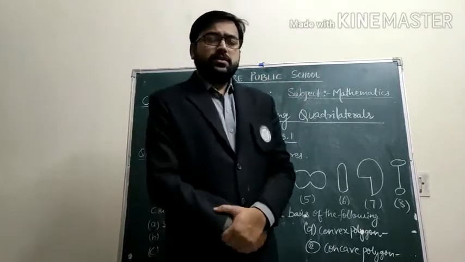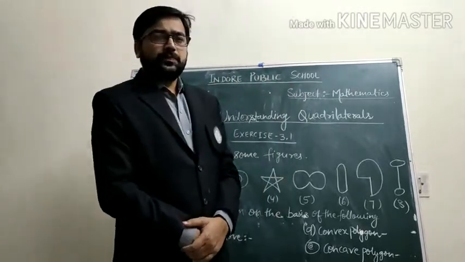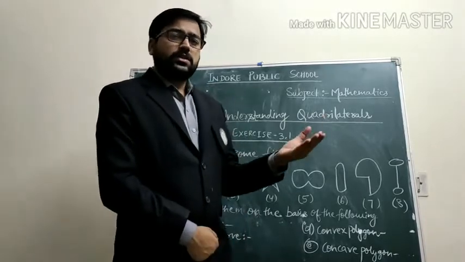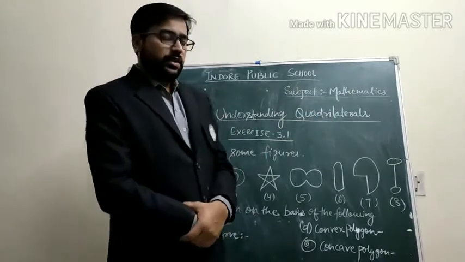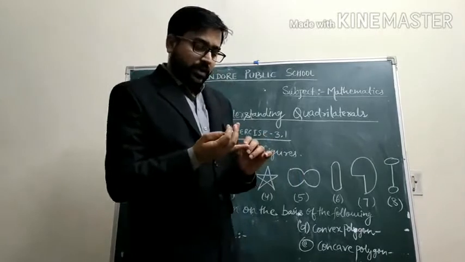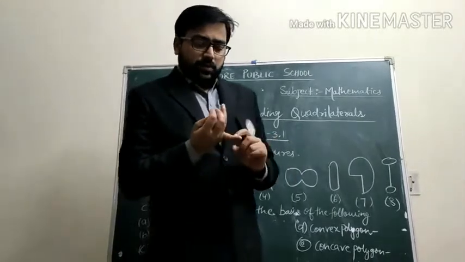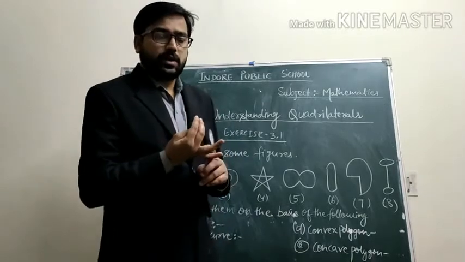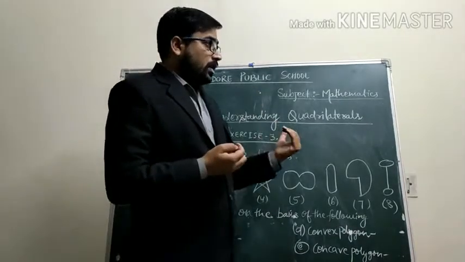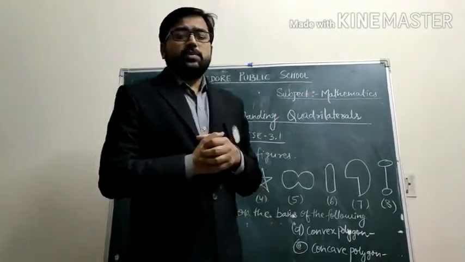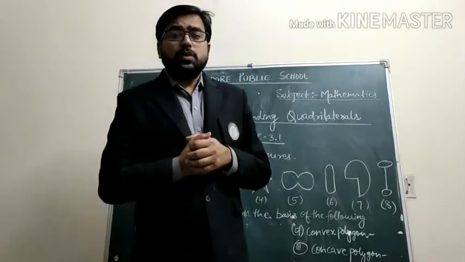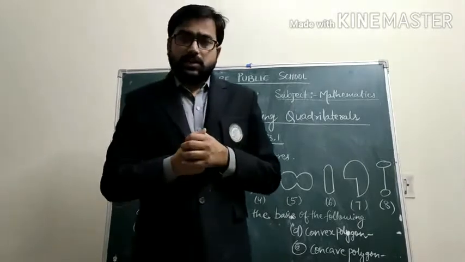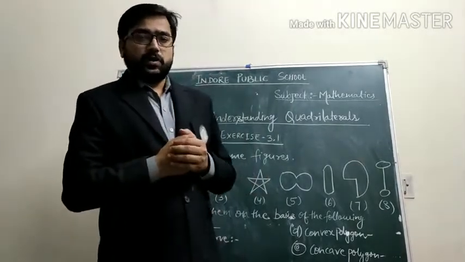In the last lecture, we completed the kinds of quadrilaterals and the properties of individual quadrilaterals like rectangle, square, kite, rhombus, trapezium, parallelogram. After completion of the theory part, we are able to do the exercise. In this lecture, we will start exercise 3.1.